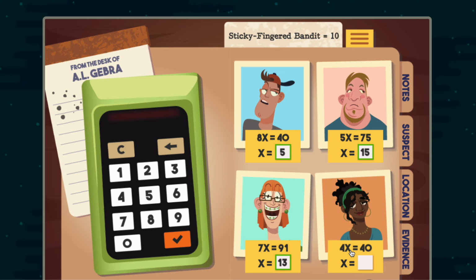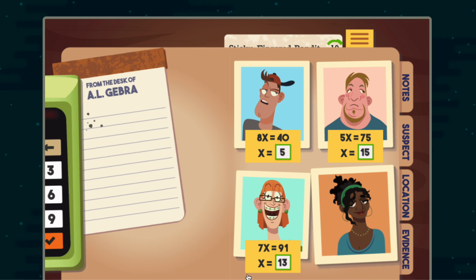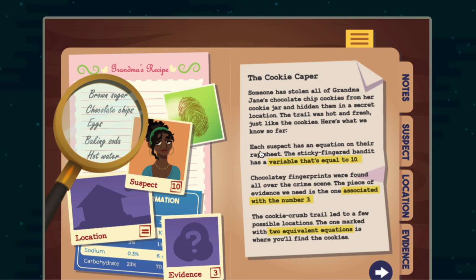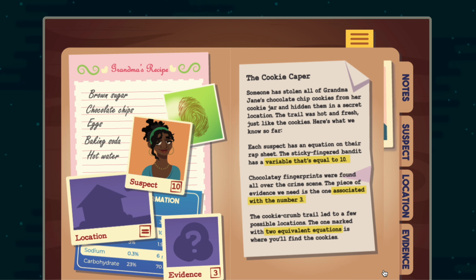And then finally, 4 times something is equal to 40. So divide both sides by 4 to get rid of this 4, and you get isolated x. So x equals 40 divided by 4, that is 10. There we go. So we got the first one here. Each suspect has an equation on their rap sheet, and the sticky-fingered bandit has a variable that is equal to 10. So we got that one done. So let's move on.